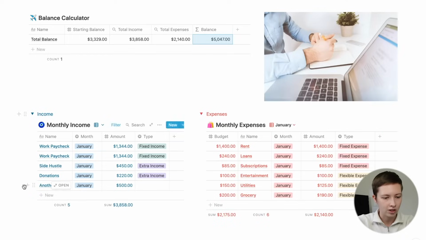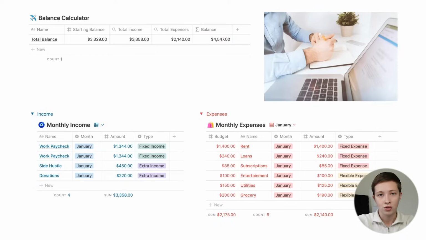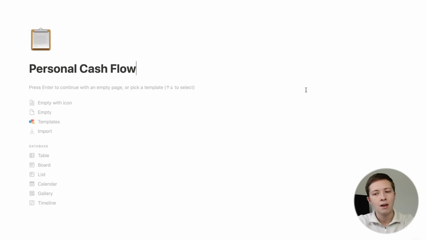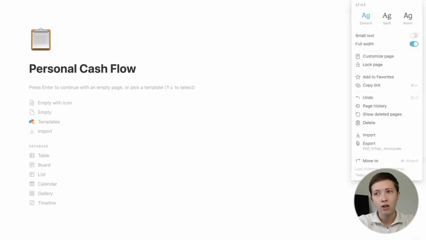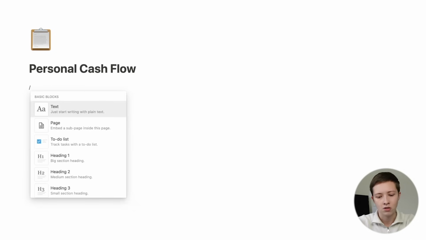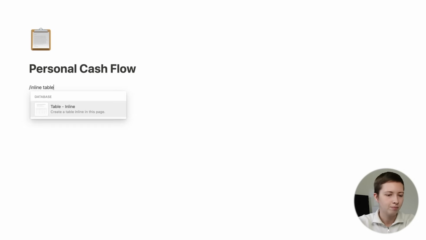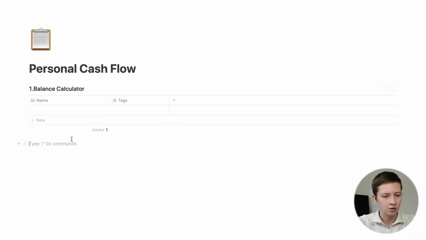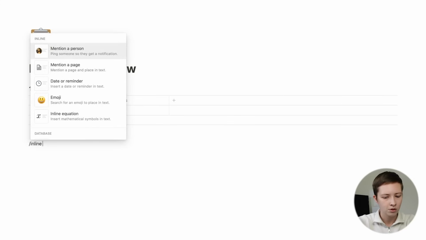So let's just make this from scratch. Firstly, inside of a blank page, what I'm doing is I'm making sure it is full width. And to do that, you can go up to the top right hand corner. There are three dots to click and you can toggle on full width. Let's create those three databases. So go /inline table and call this balance calculator. We really only need one row here, so I'm going to delete those other two. Do it two more times.